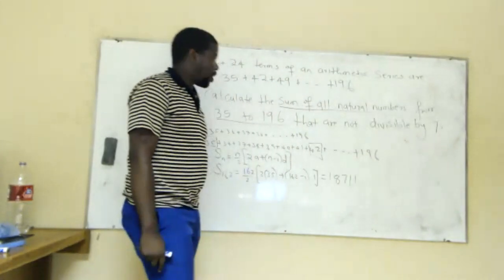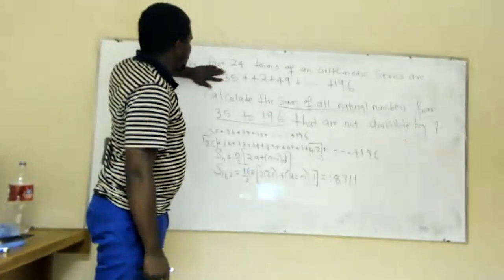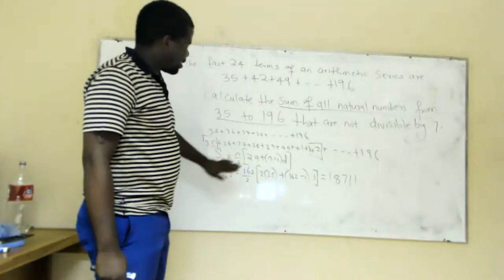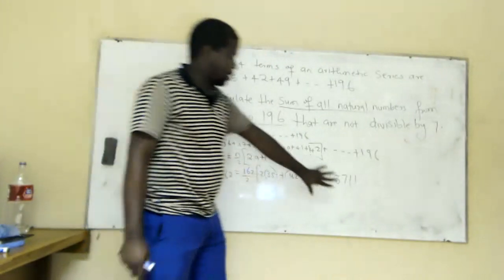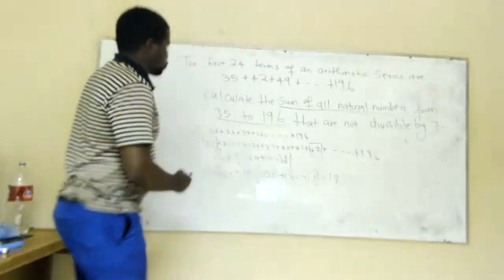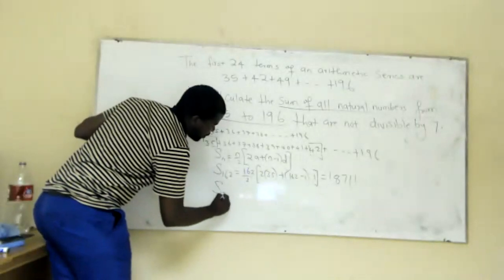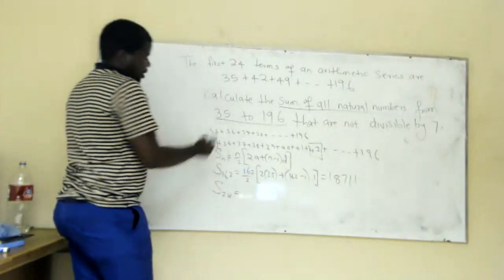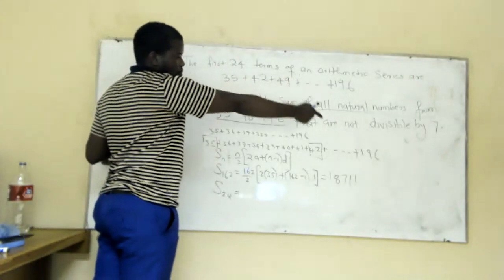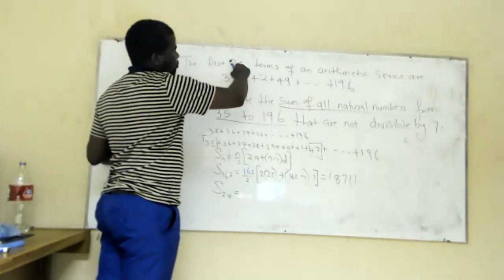So what are we going to do now? We're going to find the sum of the 24 terms which are divisible by 7 and then subtract those terms from these ones, and then we'll have obtained the answer that we're looking for. So now let's find the sum of the 24 terms using the same formula. We know that in total, those terms which are divisible by 7 are 24.